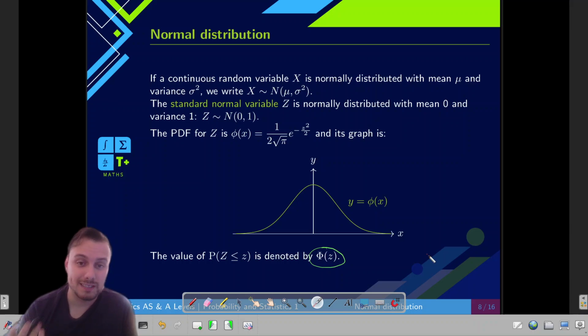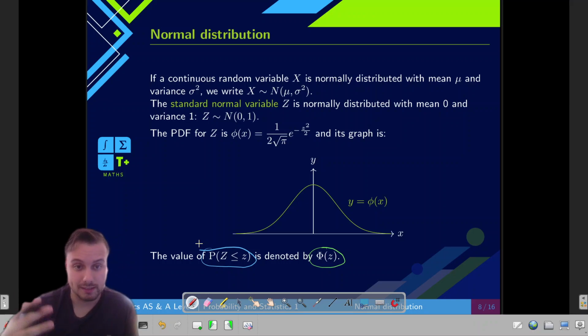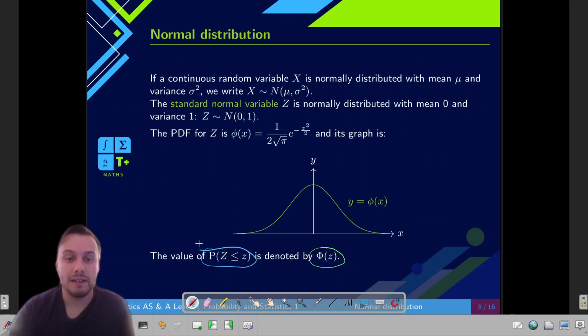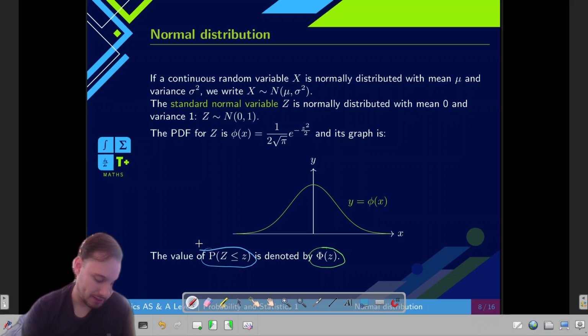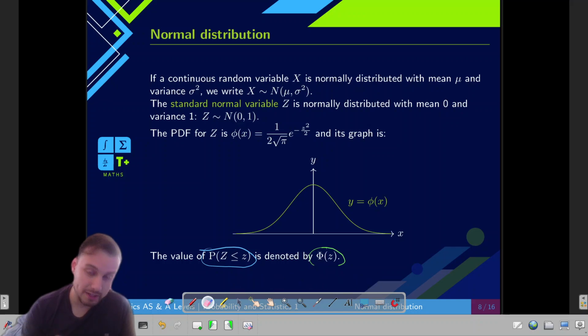The uppercase phi of z is the value of the probability that z, our standard normal variable, is less than or equal to that value of z. Remember that the equals here doesn't matter, so the probability that Z is less than or equal to z is the same as the probability that Z is strictly less than z. These two probabilities are the same because the probability at a single point is always 0, so it's not going to affect anything. But the thing is that we're going to be focusing on understanding what this value is.